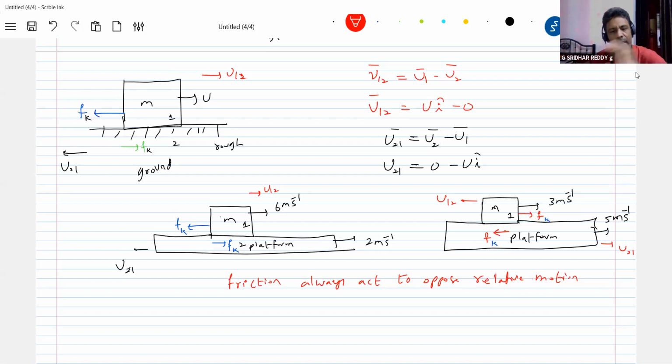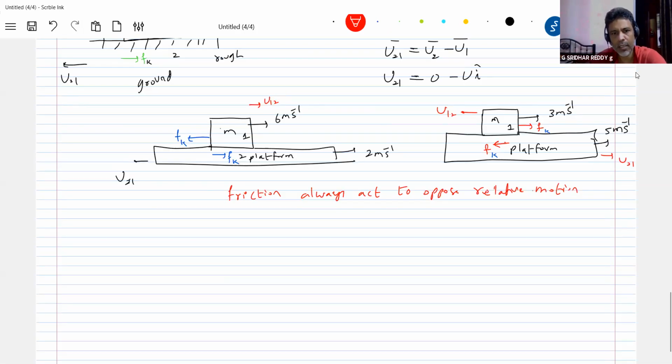How to predict the direction of friction between surfaces? You have to take the relative velocity. There's no other way. The problem's difficulty will increase for you like anything. So we got the basic definition. Let me introduce one more. This is a block.